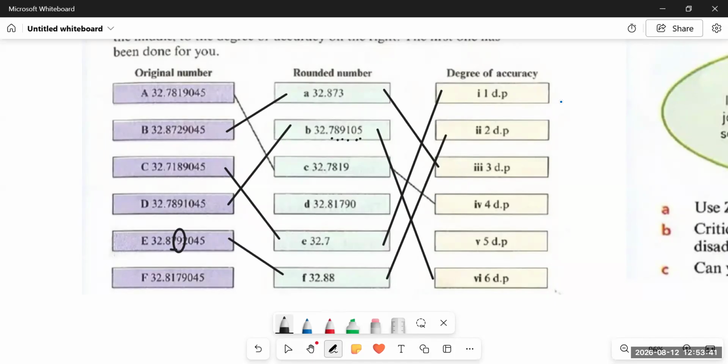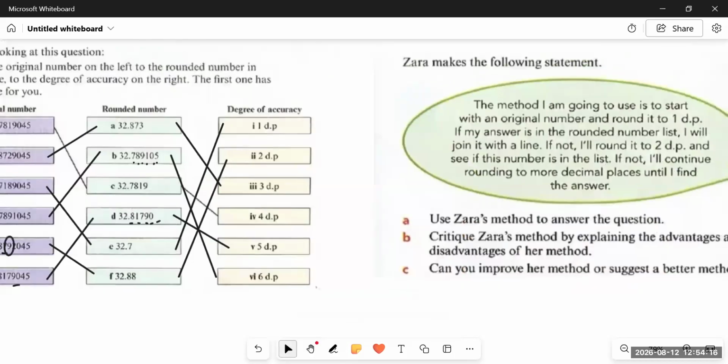At the last part, we have 32.8179045. If we match it with D, that's the correct answer because we have 81790. 5 digits after decimal, and here you can see after 0 we have a 4, which is a weak digit, so we are not supposed to add 1 to 0, and it will remain 0 at the end. So here we have 5 digits after decimal, meaning it is rounded to 5 digits. So here's the answer. Now let's see what Zara has to say.